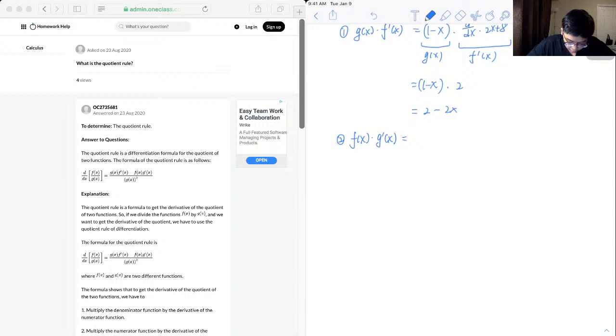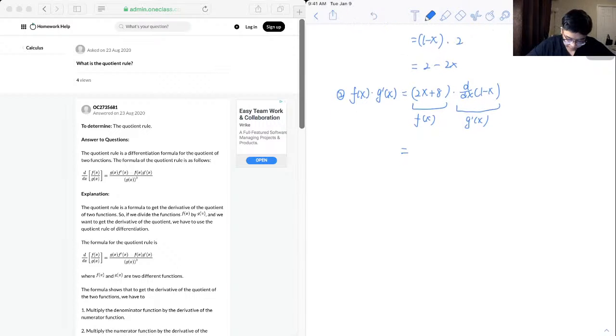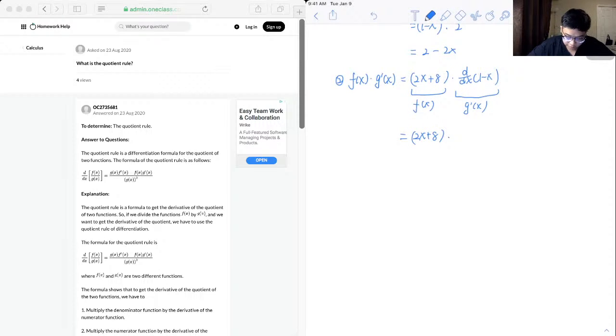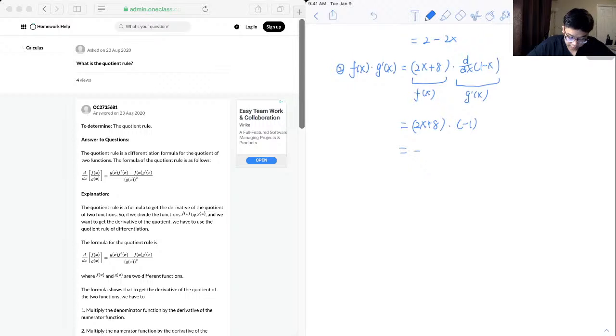So we have 2x plus 8 times the derivative of 1 minus x. So this part is f(x), and this part is the derivative of g(x). So 2x plus 8 times the derivative of 1 minus x, which is just going to be negative 1. So our answer will be negative 2x minus 8.